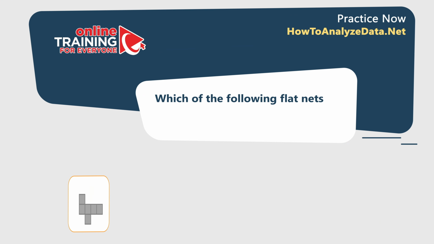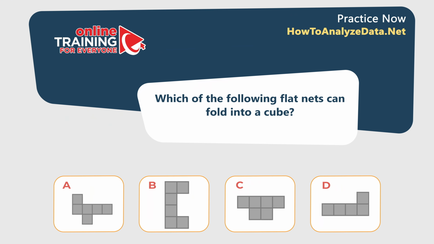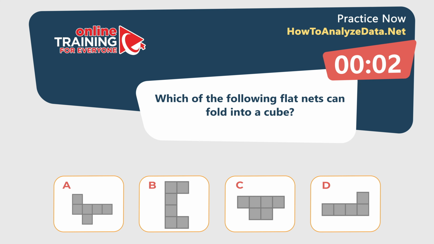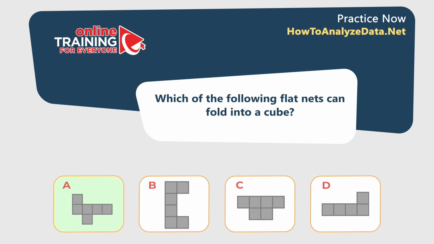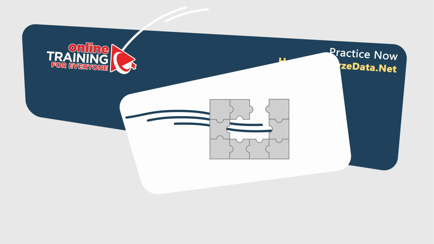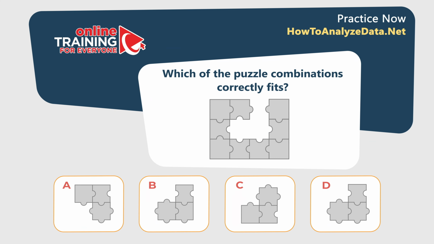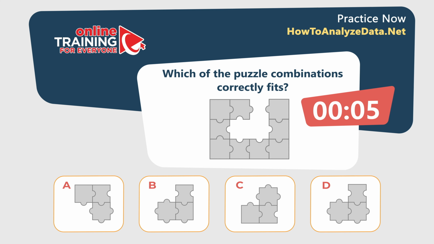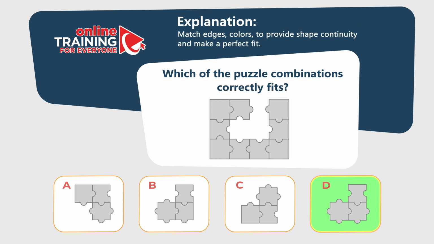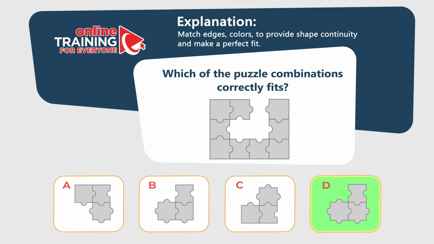Which of the following flat nets can fold into a cube? Your choices for the answers are A, B, C, and D. The correct answer is choice A, and here's why. Only this choice allows folding into a 3D cube. Which of the puzzle combinations fit correctly? Your choices for the answers are A, B, C, and D. The correct answer is choice D, and here's why. It matches edges, colors, and provides shape continuity to make a perfect fit.